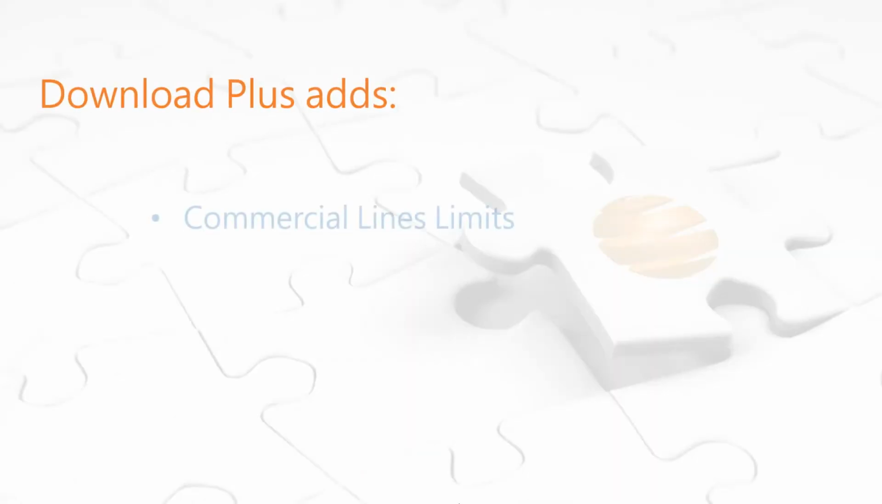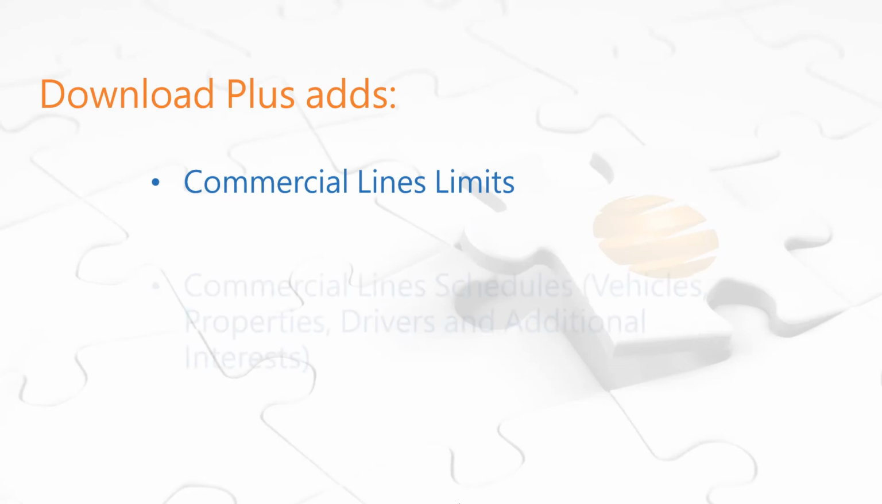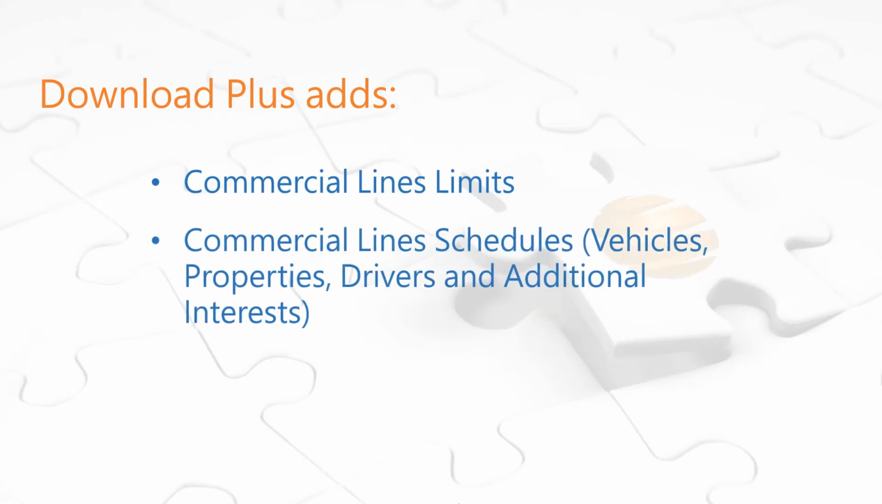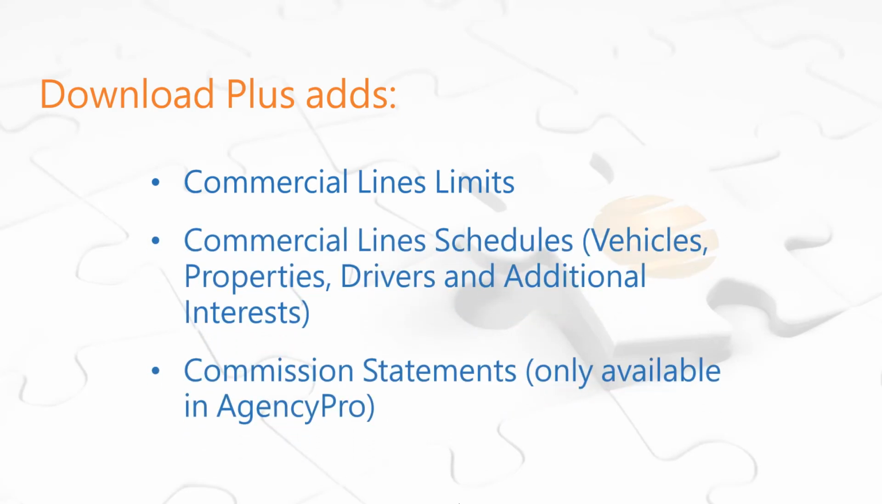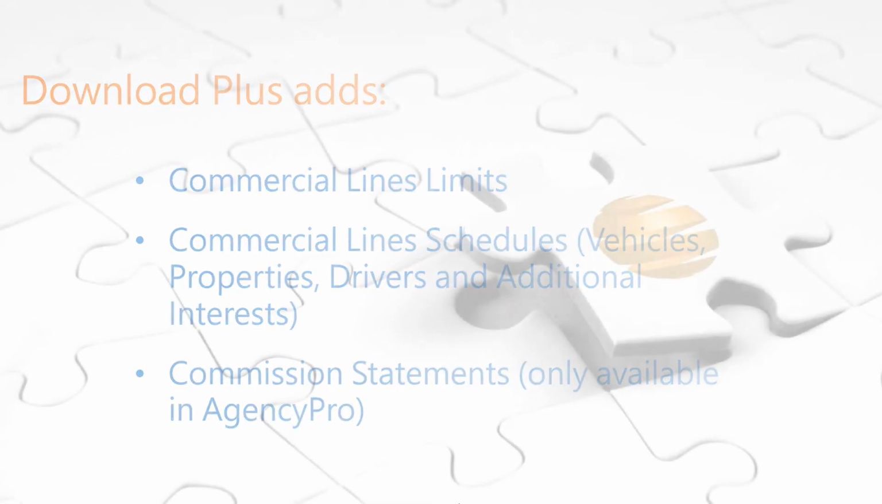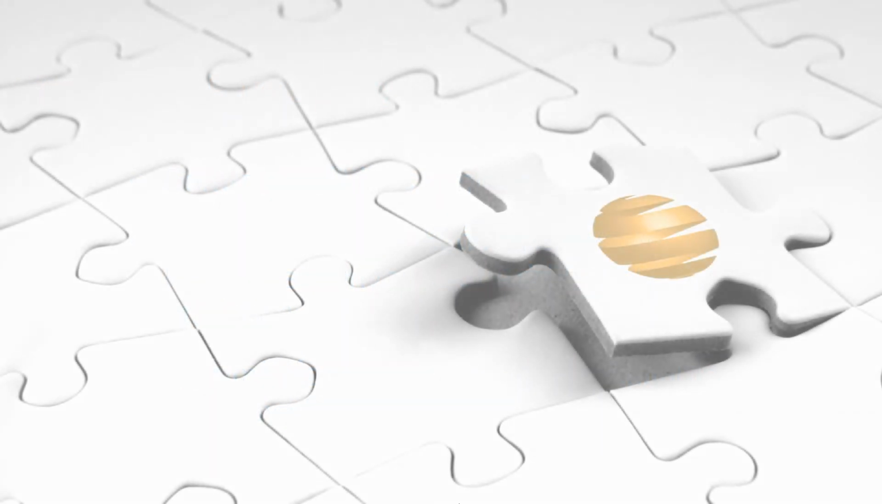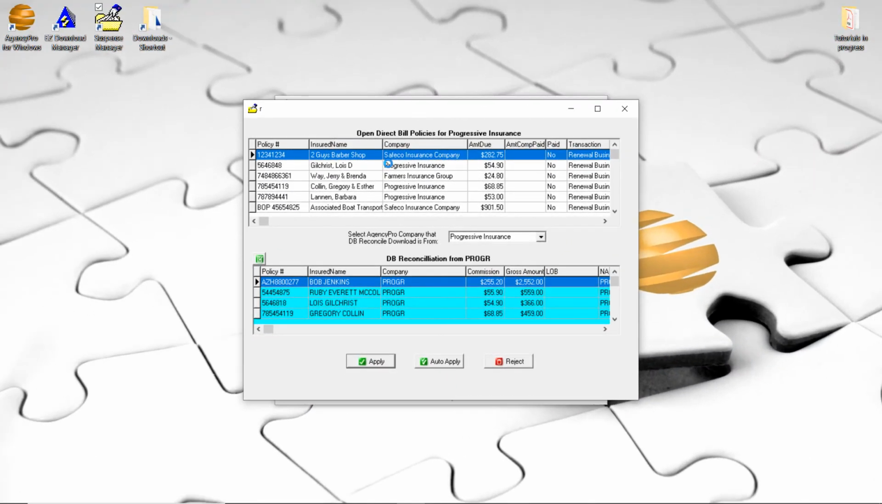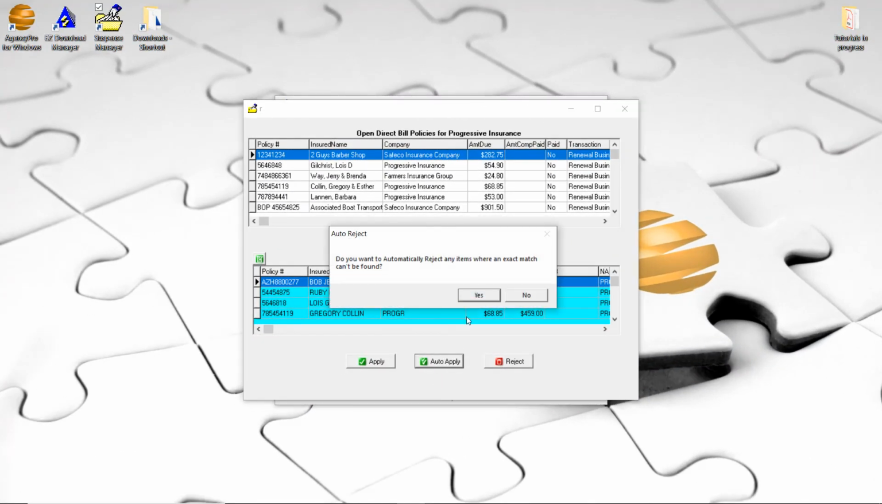The Download Plus module adds the functionality of entering commercial lines limits, commercial schedules such as vehicles and properties, and commission statement download. The commission download applies only to our Agency Pro management systems, as this is an accounting feature designed to automatically match the downloaded commission statement to accounting-ready policies in the management system.